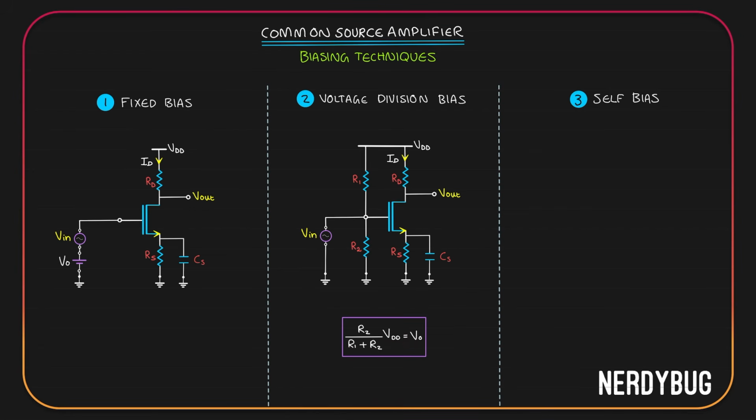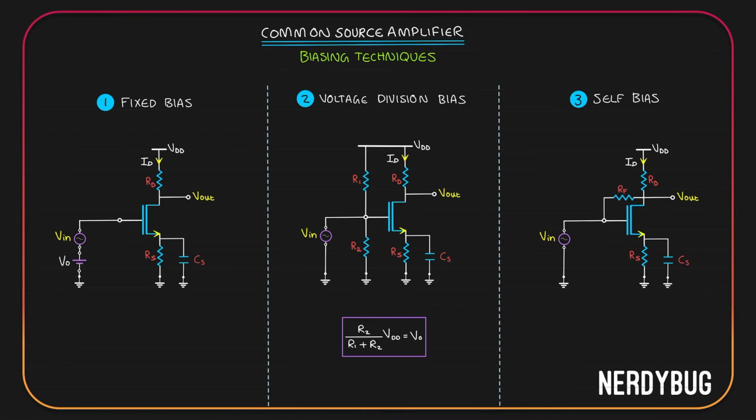In self-bias, this is what we do. We take the circuit, a resistor is connected between the drain and the gate like this. We call it RF for feedback resistor because basically we are taking some potential from the output and feeding it back to the input. So technically the resistor is giving a feedback, so we call it RF.